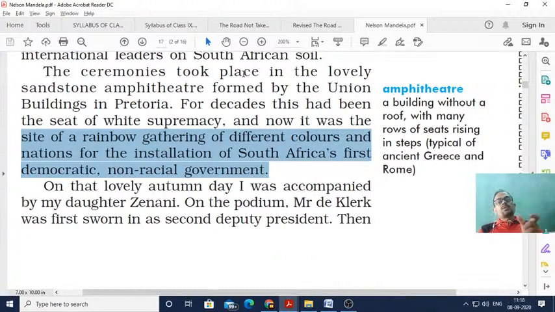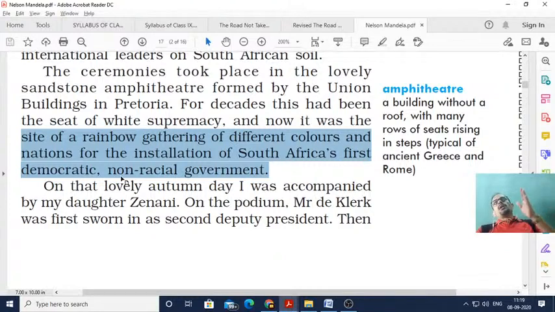Why? Because it was for the first time that South Africa was celebrating its victory insofar as installation of democracy is concerned, and it's a democratic government. Therefore, it is a non-racial government. The previous government, the white government, was a racial government.